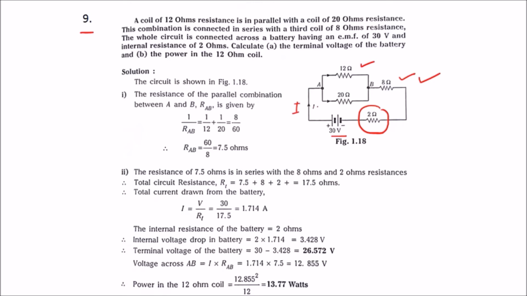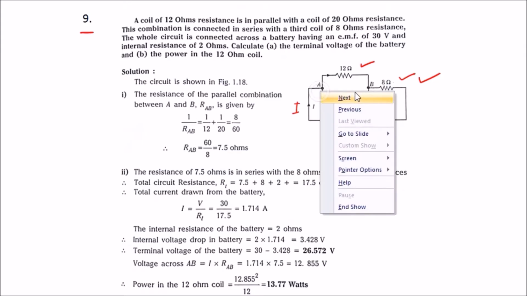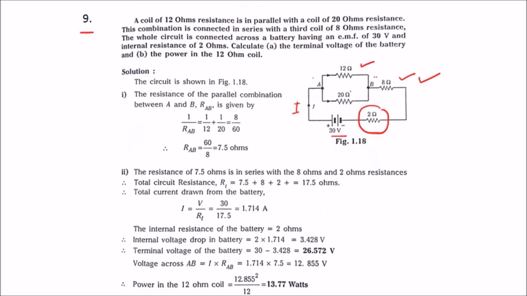To find I, first we need to calculate the equivalent resistance of all the 4 resistances, that is 12 ohm, 20 ohm, 8 ohm and 2 ohm. As these two are in parallel, first we need to find the equivalent resistance between point A and point B. The resistance of the parallel combination between A and B is RAB.